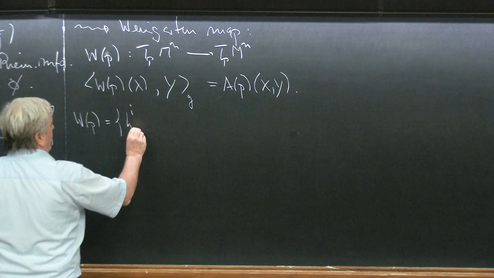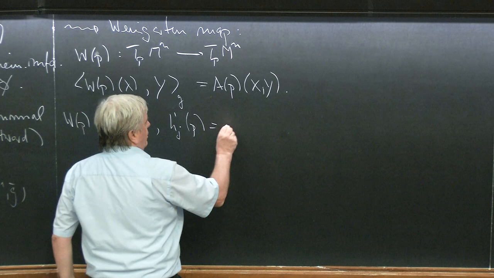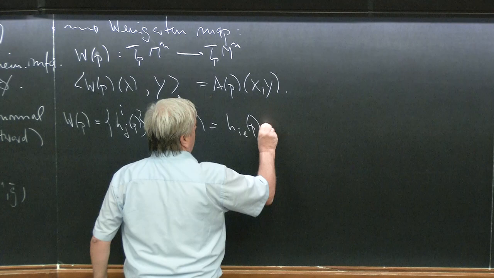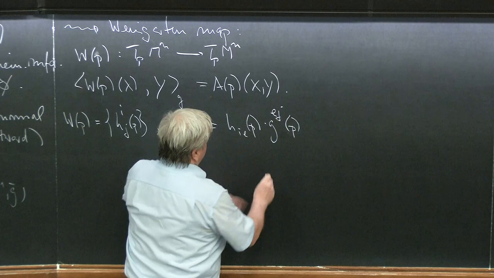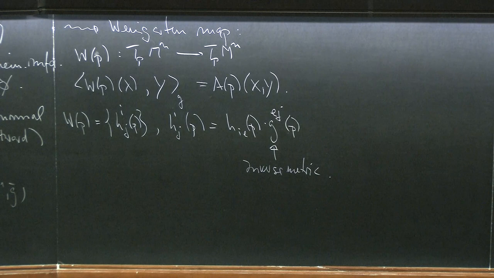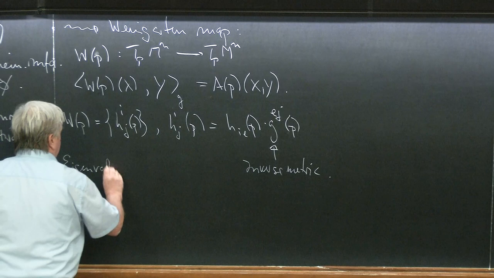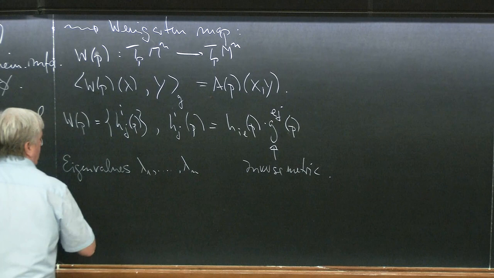And this Weingarten map then has components which I denote by h upper ij at p, where the h upper ij are given by the h lower ij by raising them with the metric g, and these are the components of the inverse metric. And now, because this hij here is symmetric, this W is self-adjoint, therefore it has real eigenvalues, and these eigenvalues are the principal curvatures. Lambda 1 up to lambda n are the principal curvatures.